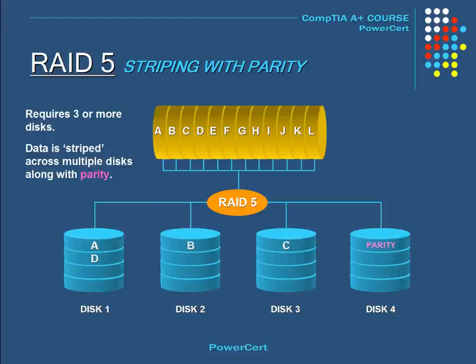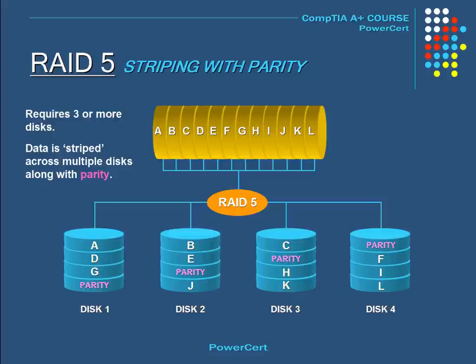disks. And in addition to the data, there is another very important piece of information that is being evenly spread across all the disks. And this information is called parity. And parity is used to rebuild the data in the event of a disk failure.